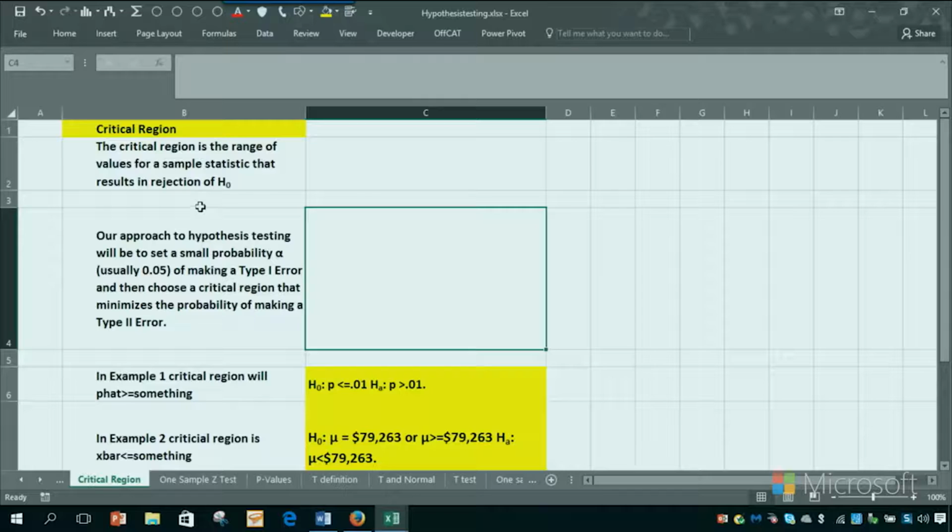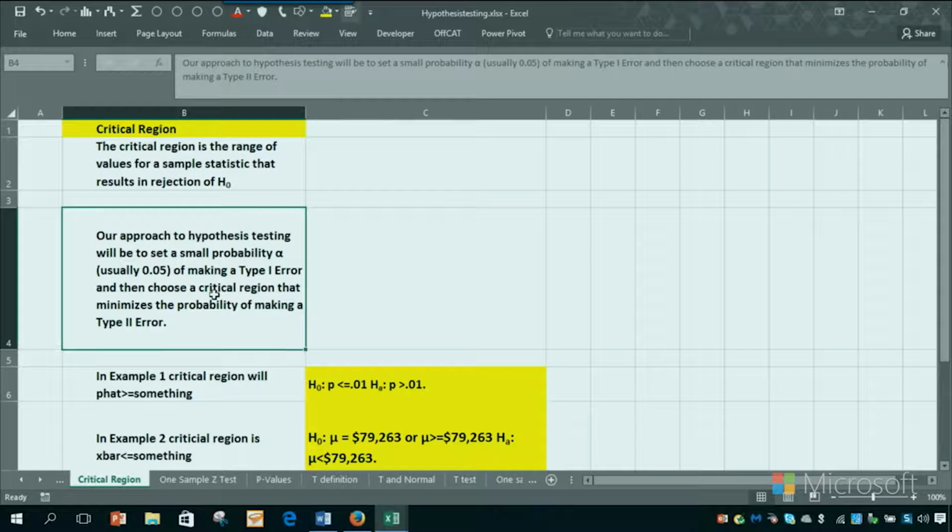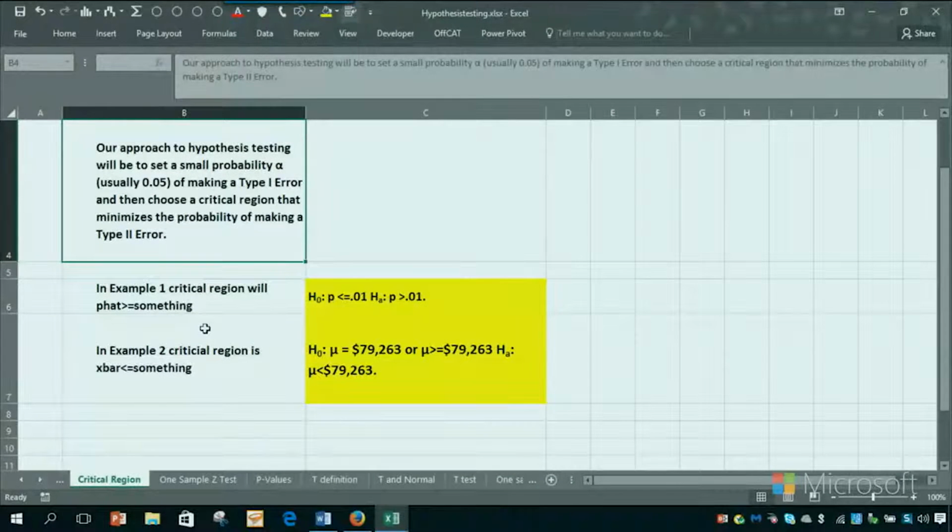In this video, we'll discuss the crucial concept of the critical region. Basically, the critical region is the range of values for a sample statistic that results in rejection of the null hypothesis. So basically, the approach to hypothesis testing we usually use is, we set a small probability alpha, usually 0.05, of making a type 1 error, and then choose a critical region that will minimize the probability of making a type 2 error. Okay, so let's look at two examples of what the critical region might look like.